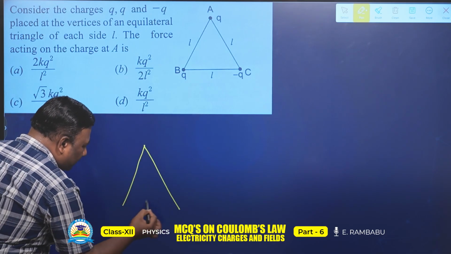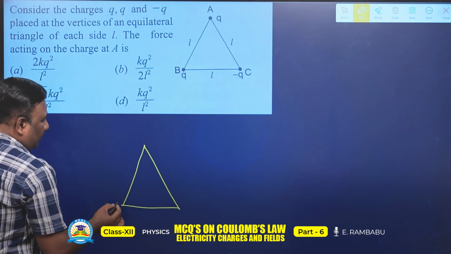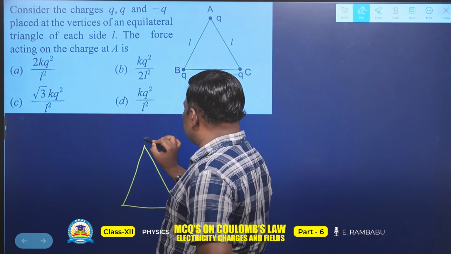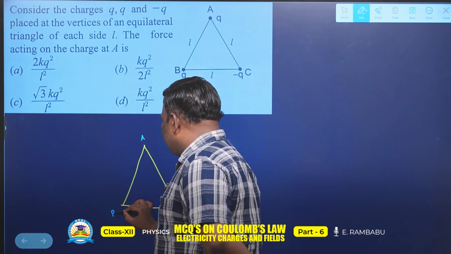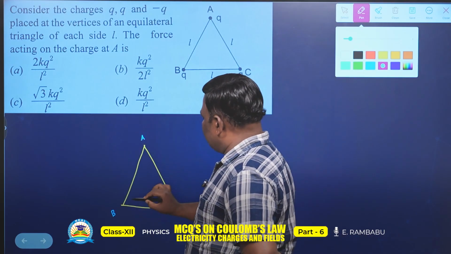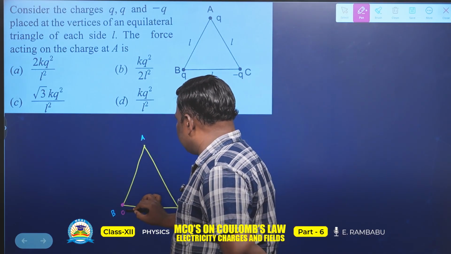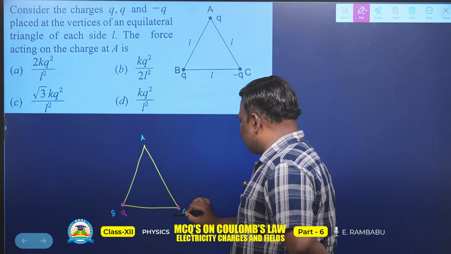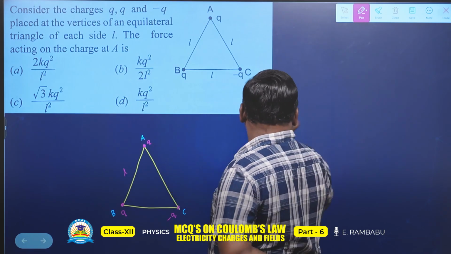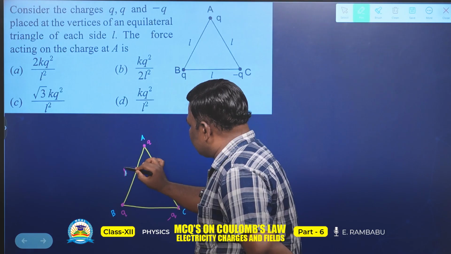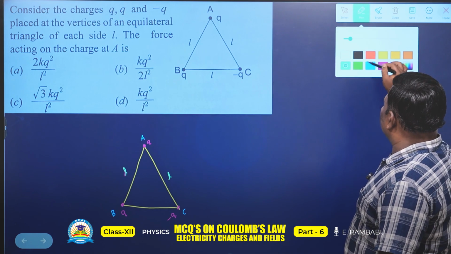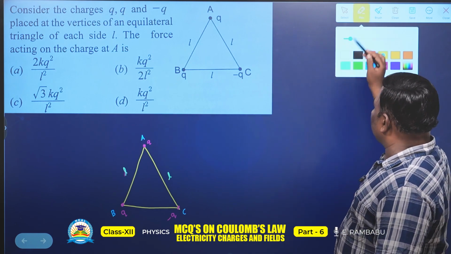Here the equilateral triangle is given and 3 charges are placed at the corners. Now the corners can be taken as A, B, C. The 3 charges are: here charge plus Q, here charge minus Q, and again here charge plus Q. The distance is L, here also the distance is L. See how to get the answer with a shortcut technique or a simple technique.